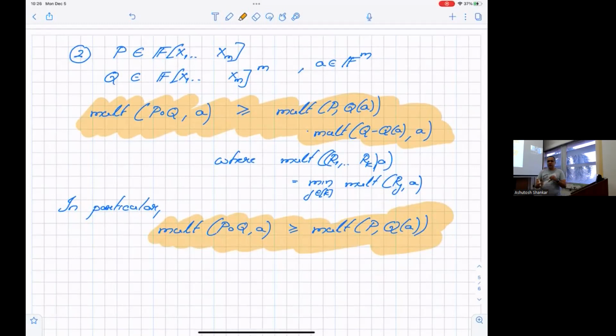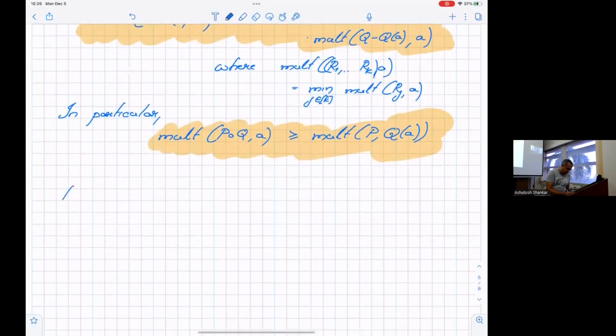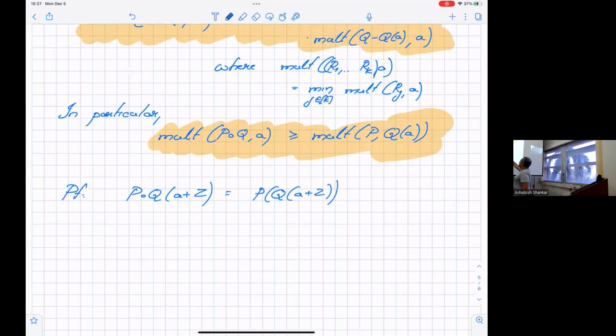Let me skip the proof of this. It's just writing out the Taylor series for P at the point Q(A). So the proof is basically going along the following line. You want to write P of Q at the point A plus Z. First use the expansion for Q to write this. Then once you expand it out, you will write this as some Q(A) plus some polynomial H(Z).